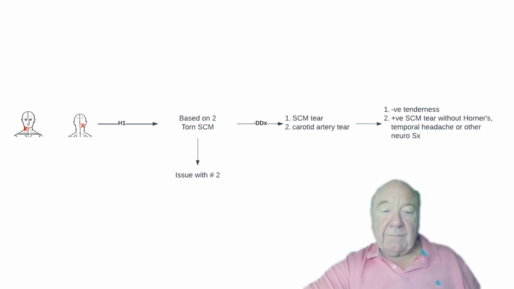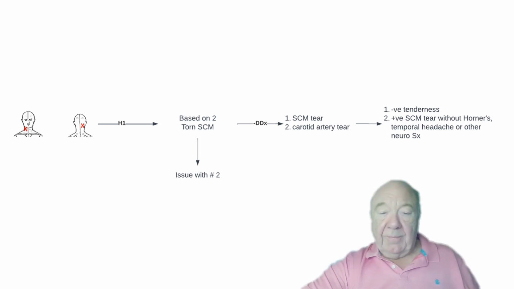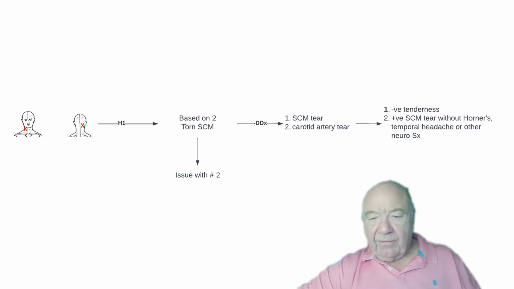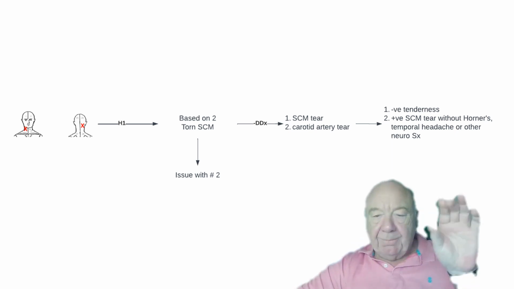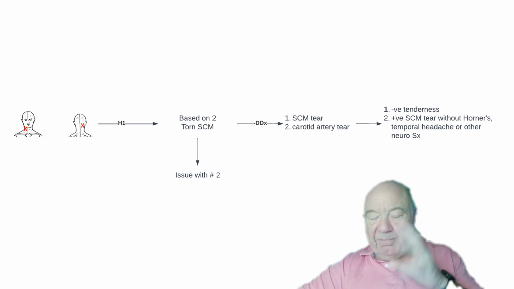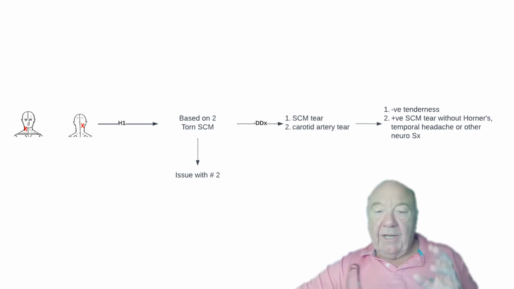So H1 based on the location of the pain, torn sternomastoid. Differential diagnosis, sternomastoid tear, carotid artery tear. Palpate for tenderness in the sternomastoid. So pinch it, don't press back into it because you're going to be pushing onto the carotid, but pinch the muscle as a way of palpating. If that's negative, you don't have a sternomastoid tear.